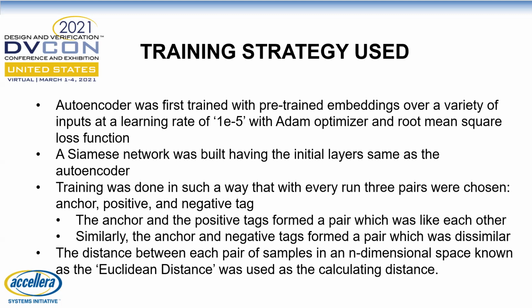A Siamese neural network was built having the initial layers same as the autoencoder. Training was done in such a way that with every run, 3 pairs were chosen: the anchor, the positive, and the negative tag. The anchor and the positive tags formed a pair which was similar to each other. And similarly, the anchor and the negative tags formed a pair which were dissimilar. The distance between each pair of the samples in an n-dimensional space, which is known as the Euclidean distance, was used as the calculating distance.